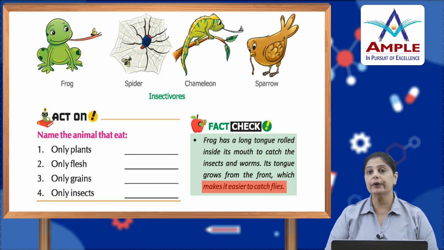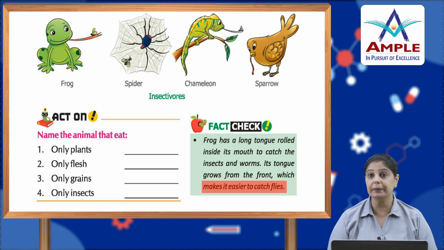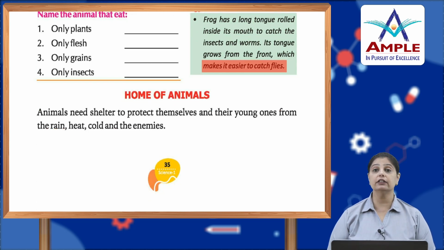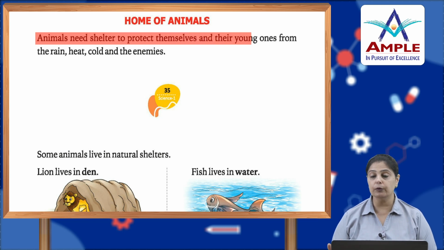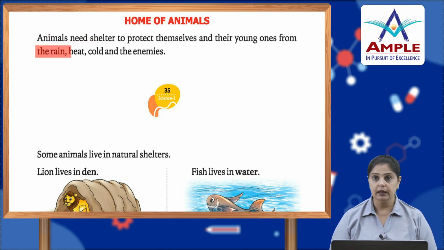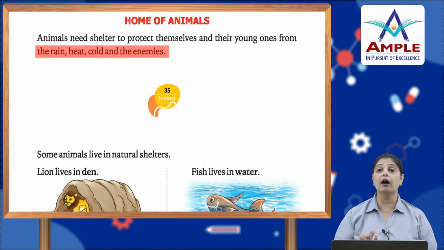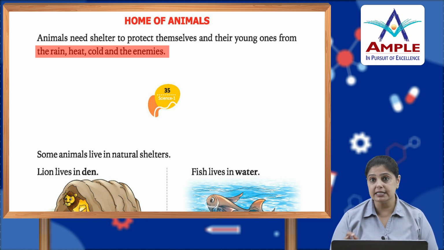Now that we know about food habits, you know these animals live in different places as well, isn't it? We spoke about this in the beginning of the chapter. Now let's look at the different homes of animals. Animals need shelter to protect themselves and their young ones from the rain, heat, cold and enemies. What are these enemies of animals? These enemies are other insects, animals or birds that are stronger than them.